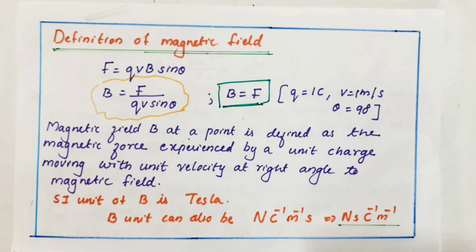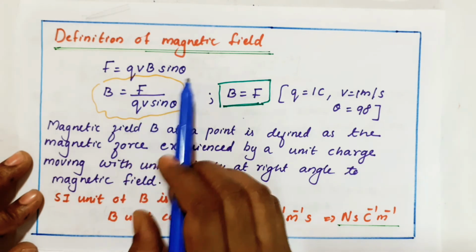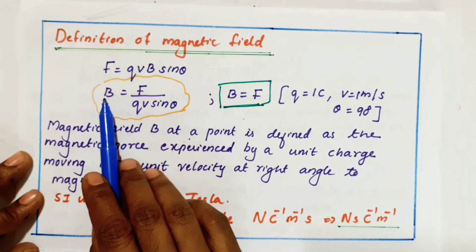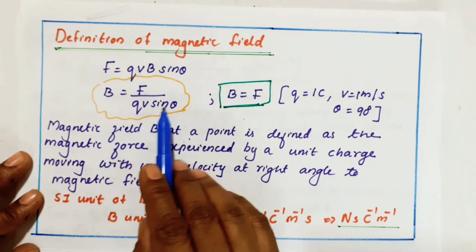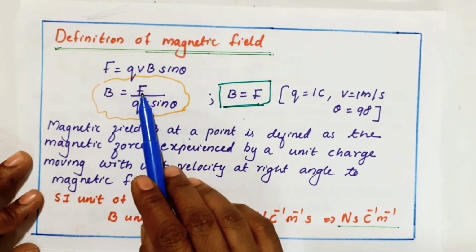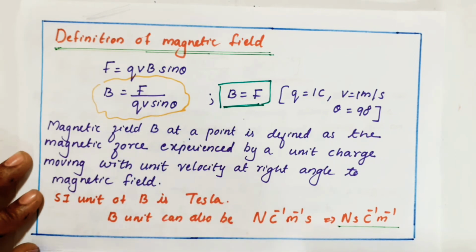Now I need to define magnetic field in the given equation. Just now I told you the magnetic force equation is QVB sin theta, right? So from this equation you can write B equal to F by QV sin theta. So how can we define magnetic field? I can define B equal to F provided Q equal to 1, V equal to 1, sin theta becomes 1.